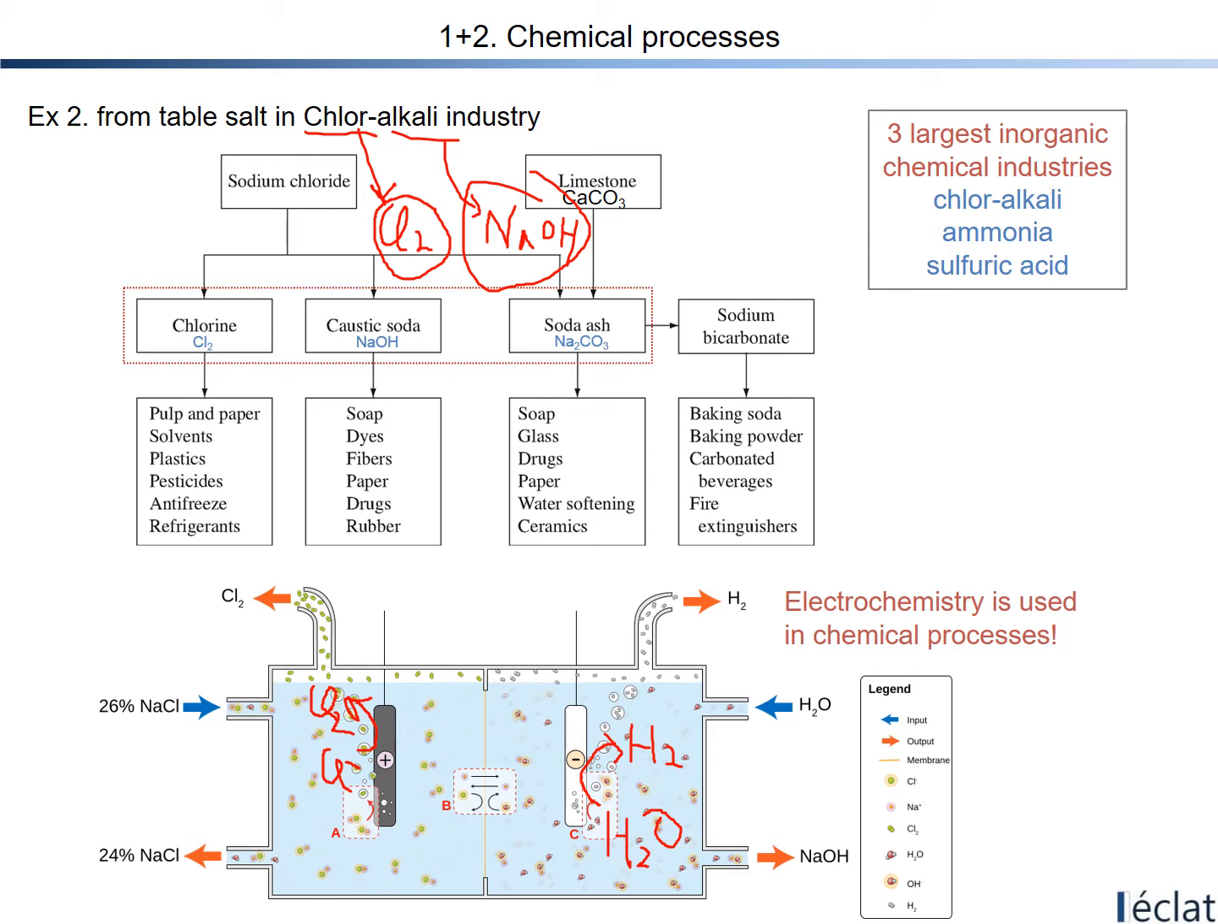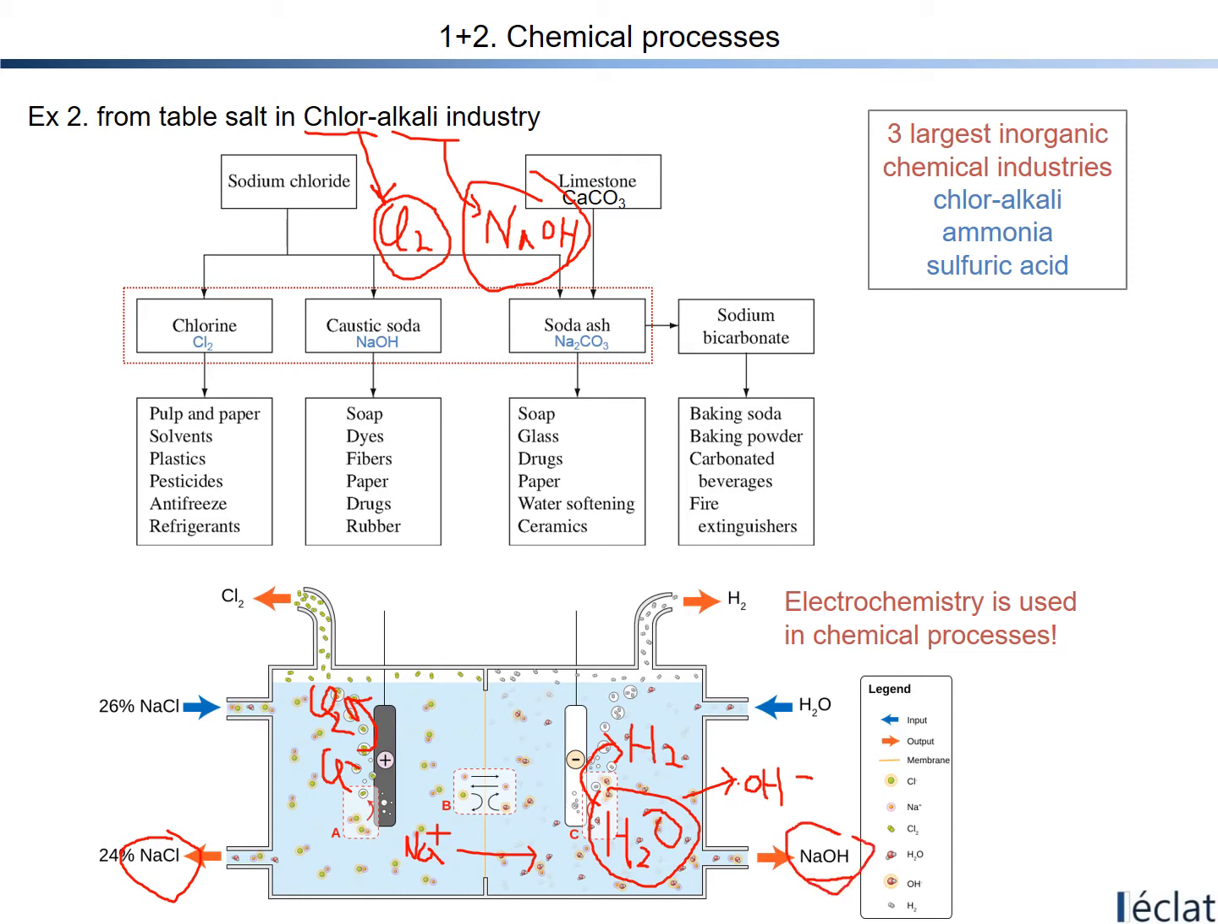At the same time, H2O is converted to OH minus. At the same time, sodium plus ions, excess sodium plus ions, are moving through this membrane. So finally, we could obtain sodium hydroxide in the outlet line of the right compartment. So at the same time, by using the electrolysis, we have chlorine and sodium hydroxide.